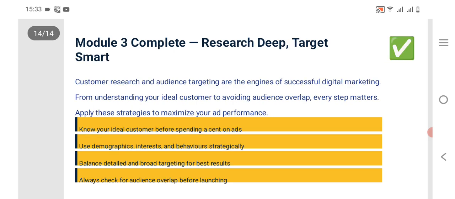So we have come to the end of module 3. Ensure to research deep, target smart, and know who your ideal customers are before spending money on ads. Use demographic, interest and behavior strategically. Balance detailed and broad targeting for best results. Always check for audience overlap before launching.